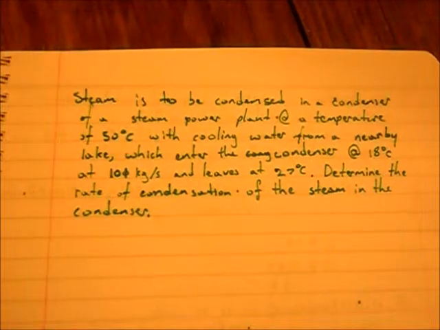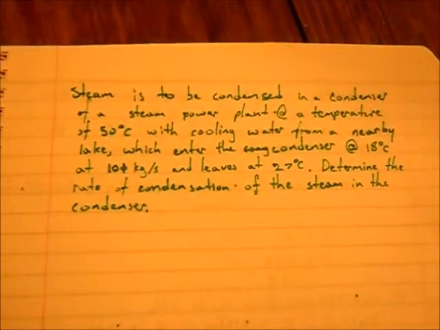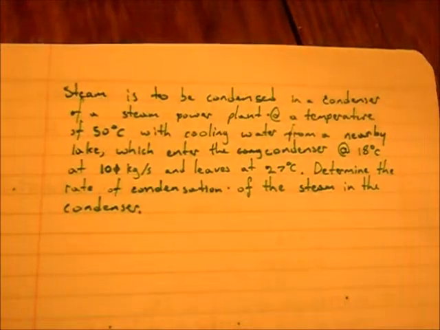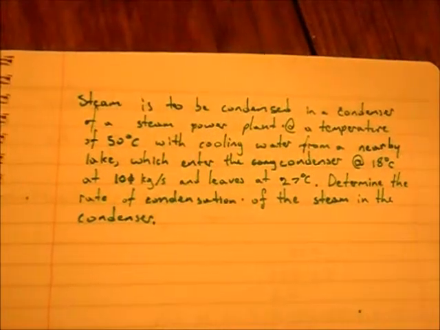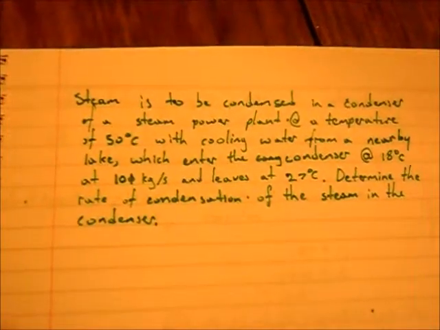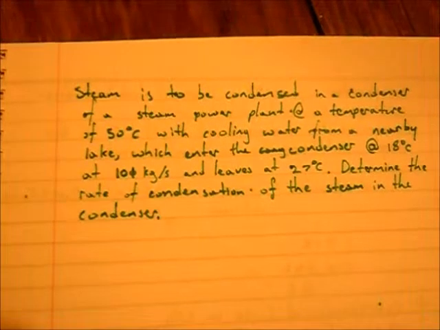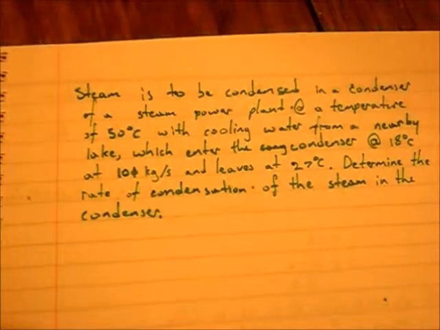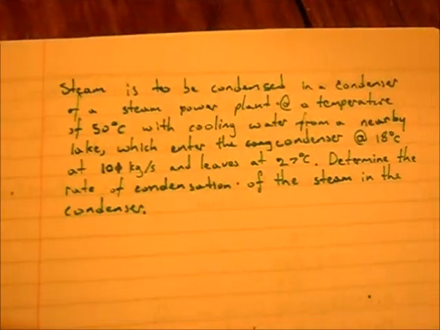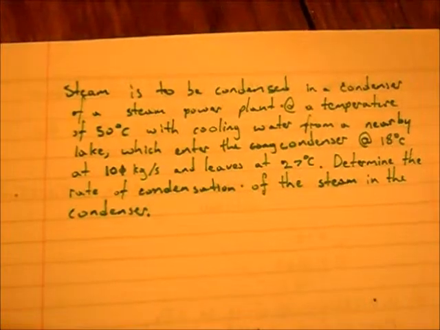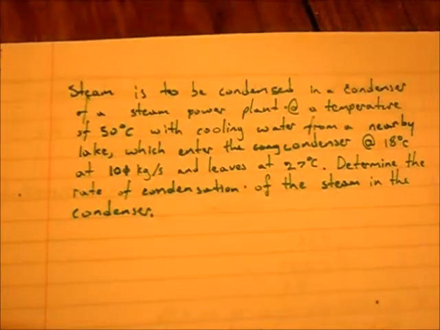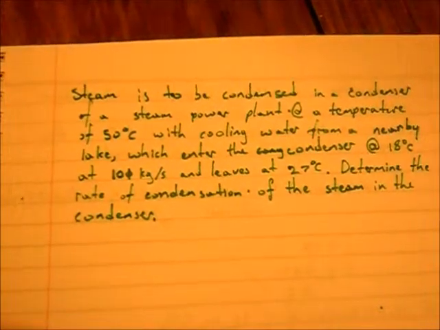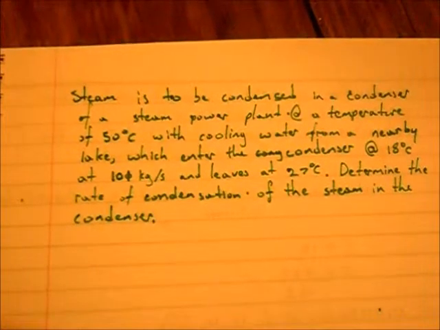We'll be working a thermodynamics question from Thermodynamics: An Engineering Approach. It is on chapter 5 of the 5th edition, and the question reads: steam is to be condensed in a condenser of a steam power plant at a temperature of 50 degrees Celsius with cooling water from a nearby lake, which enters the condenser at 18 degrees Celsius at 101 kilograms per second and leaves at 27 degrees Celsius. Determine the rate of condensation of the steam in the condenser.